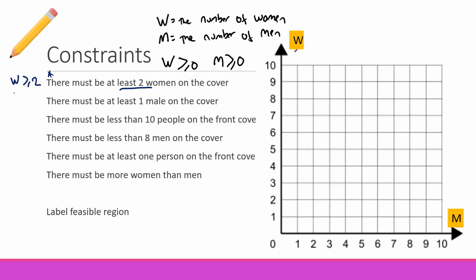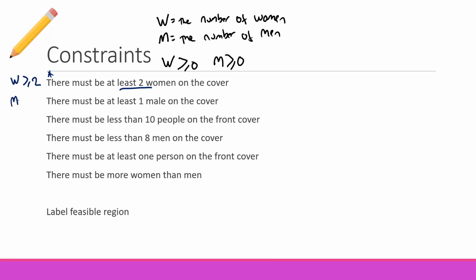M must be greater than or equal to 1. So there's 2 variables here, and that's because it has to be at least 1. So the next one is this. There must be less than 10 people on the cover.